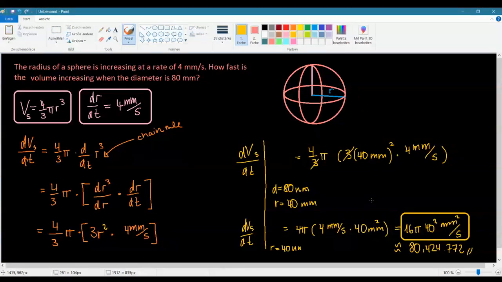So if somebody asks you, or if you're doing this on an exam, you need to write a sentence answer because it's a word problem. You can say, the volume of the sphere is increasing at a rate of 16 pi times 40 squared millimeters squared per second.